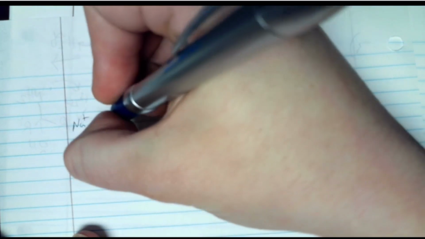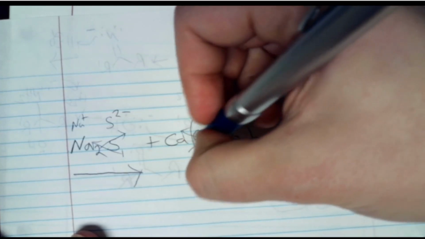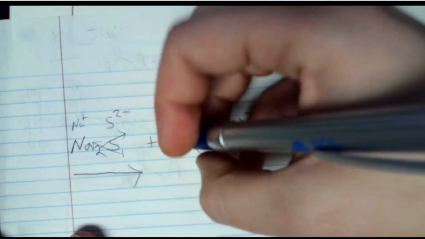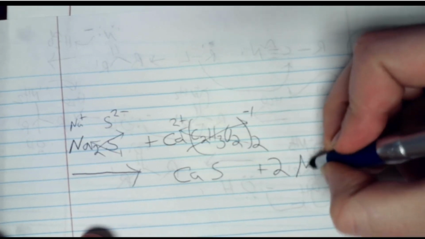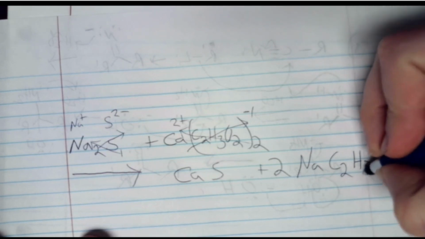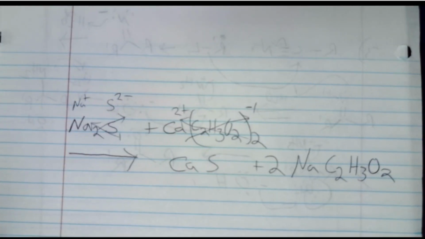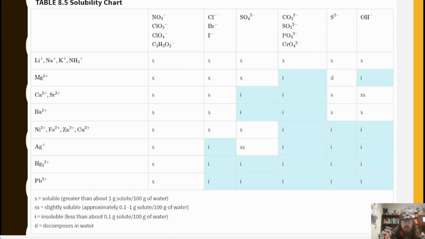We have Na plus, S2 minus, Ca2 plus, and acetate minus. So swapping these around, you're going to have calcium sulfide and 2 sodium acetates. Now, what are the solubilities? I'm going to go back to the PowerPoint and look at the chart. So sodium sulfide is soluble. Calcium acetate is soluble. Calcium sulfide is soluble. And sodium acetate is soluble.